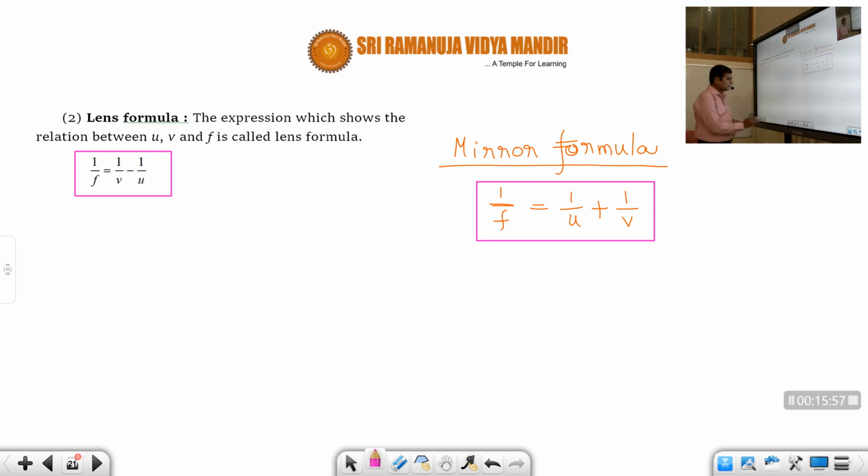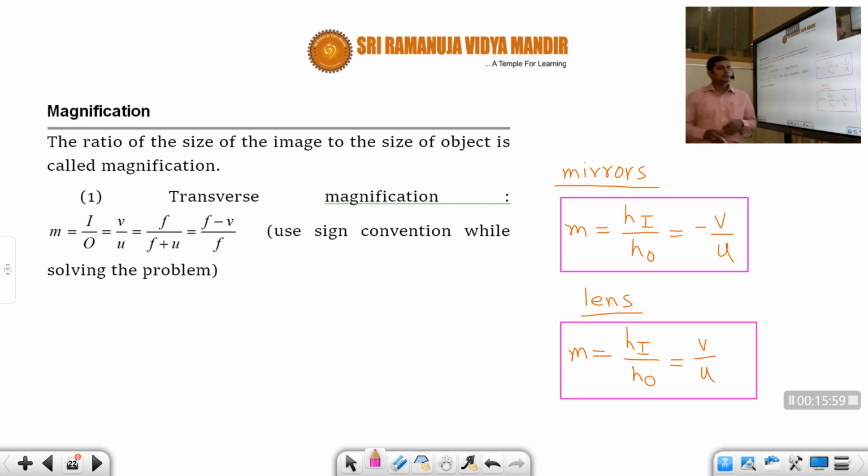Okay. And then the last one is called magnification. Okay, students, what is meant by magnification? It is defined as the ratio of the size of the image to the size of the object. That ratio is called magnification. Of course, there are different types of magnification. We are discussing only transverse magnification, where it is defined as the ratio of the height of the image to the height of the object, which is equal to v by u in case of lens, whereas in case of mirrors, it is minus of v by u. Please remember, students, minus of v by u.